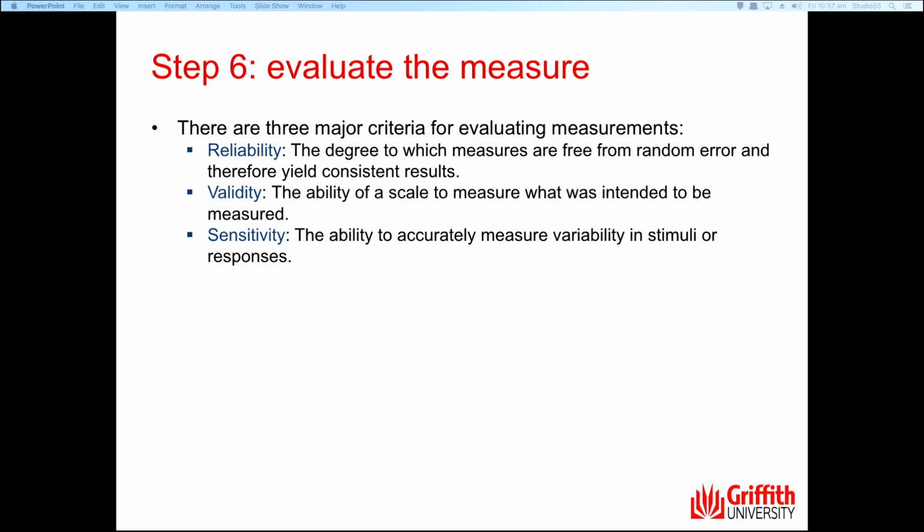If respondents have a clear understanding of the concept that you ask them about, then you have good reliability. If you ask a different group, it usually produces the same result. Then there is validity, the ability of a scale to measure what was intended to be measured. Are you really measuring intention, or are you measuring behavior? Are you measuring more affective or cognitive? You have to make sure that you have that validity. And you also have sensitivity, the ability to accurately measure variability in stimuli or responses.